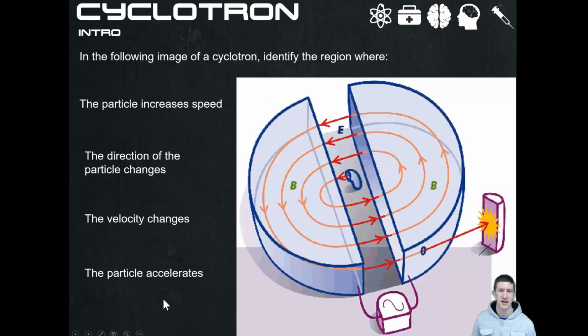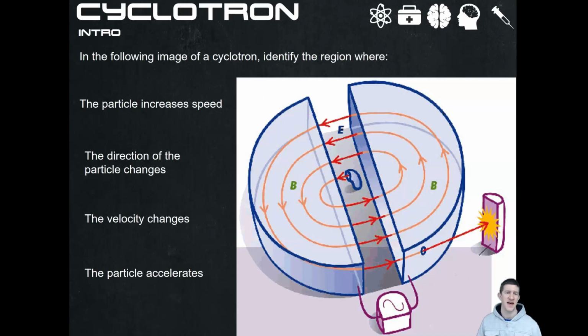In this picture here, you're expected to be able to identify the region where the particle increases speed, where the direction of the particle changes, and where the velocity changes, as well as being able to explain where the particle accelerates. So have a go at this. See if you can pinpoint which of these points would match up with this description.